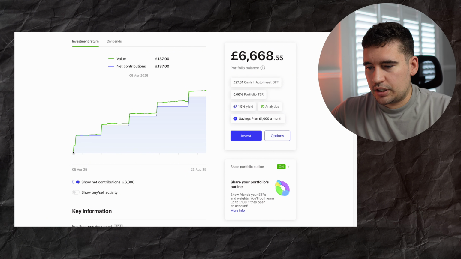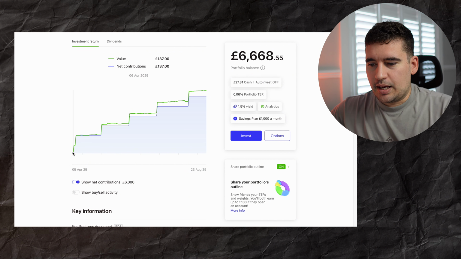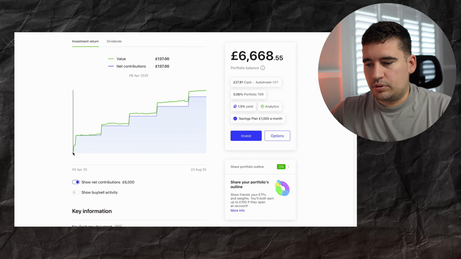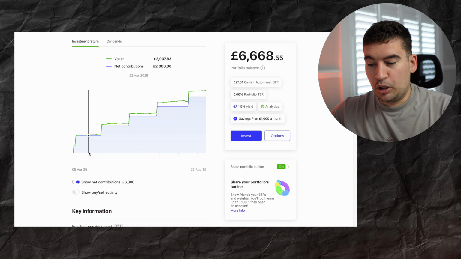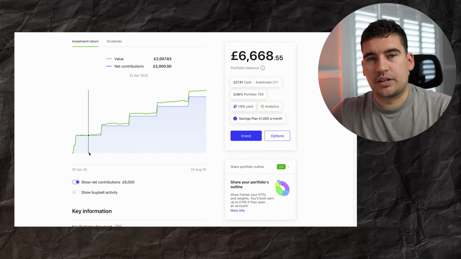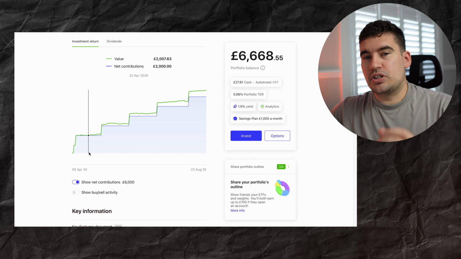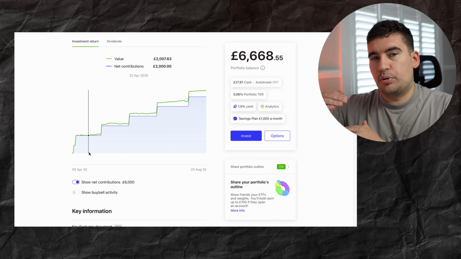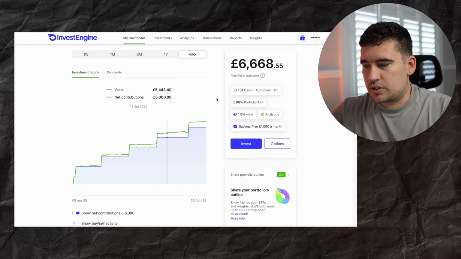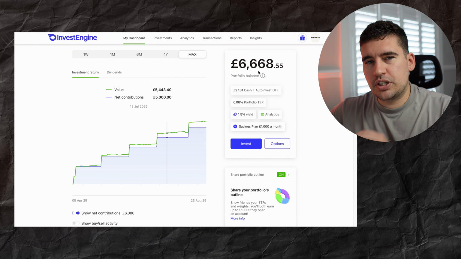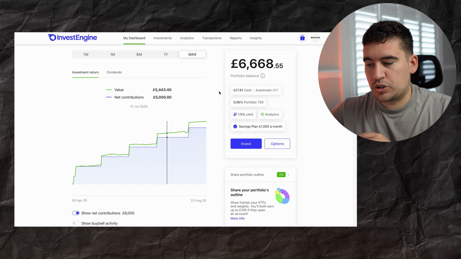So if we click within here, this gives us a lot more data to go off. If we start here, you can see the date there, 6th of April is when we initially put some money in, and got us up to 1,000. The blue line on this shows when I've added money, and the green line is the overall value. So that's the value I've put in plus any gains. And we can see that we're closing in on that £7,000 mark, which I'm really happy with.